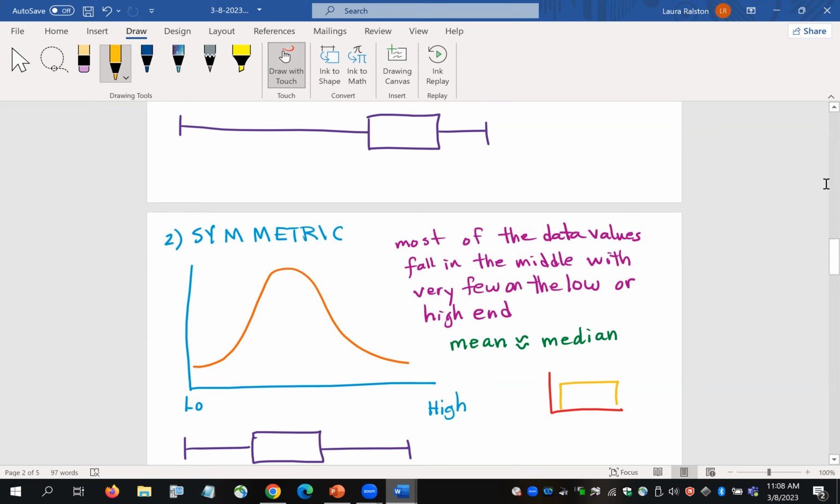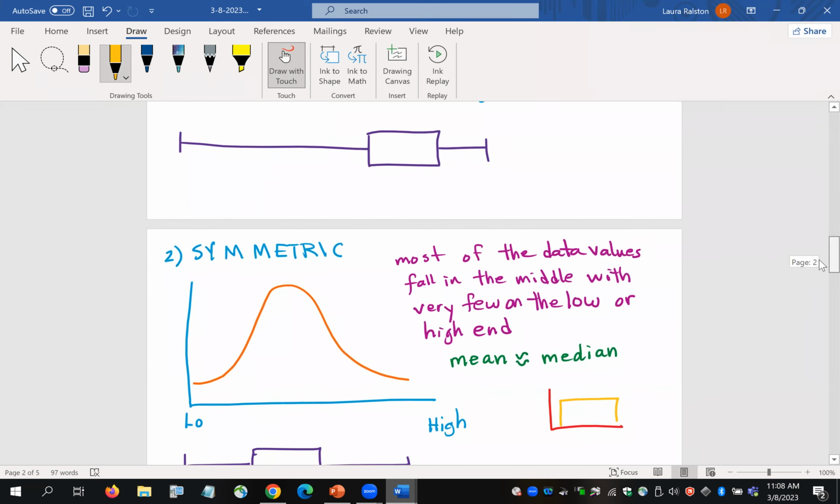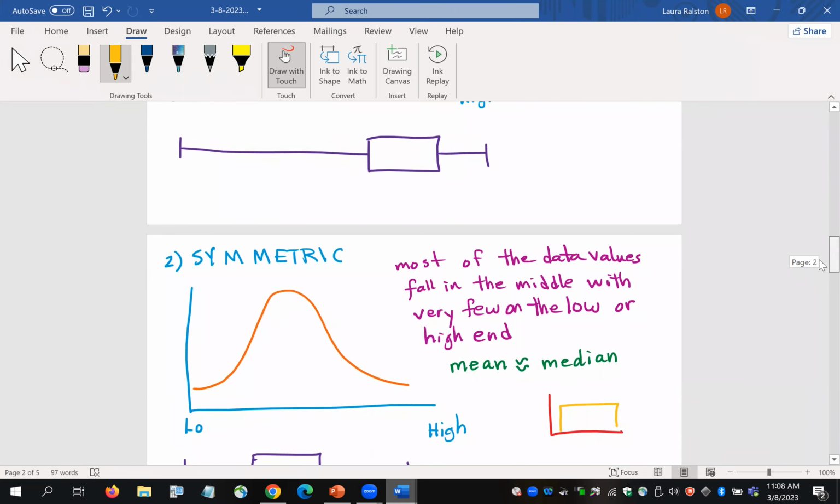Okay. And the mean doesn't always have to be the same as the median? Or be maybe close? For symmetric, the mean should be approximately equal to the median. Okay. Like close to the median? Close, yeah. Okay. Thank you.